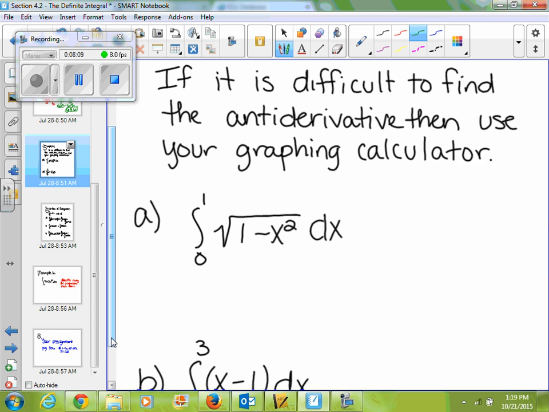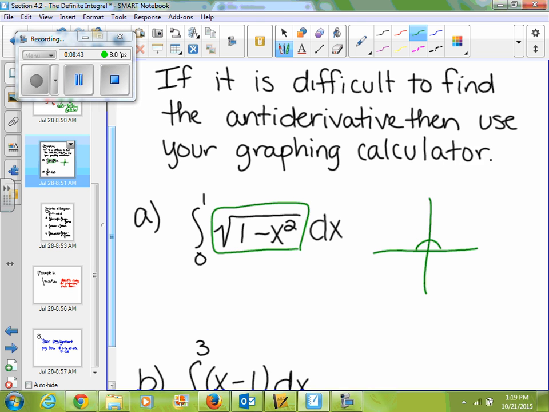Just put the square root of 1 minus x squared in your graphing calculator. Just that. Graph this in your graphing calculator. In doing so, you get a graph that looks kind of like a little half circle. You don't even have to zoom in.